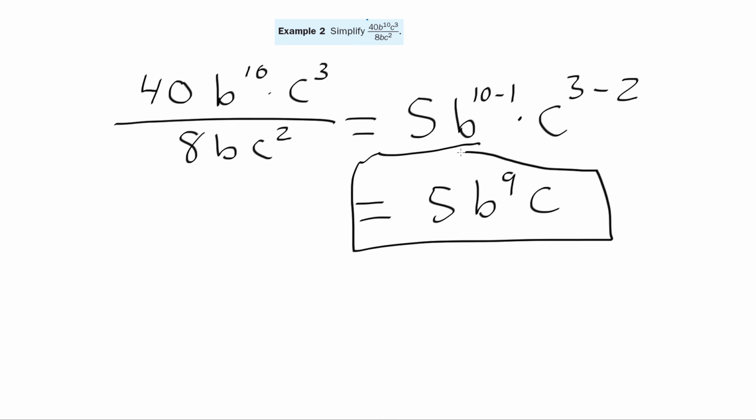Now, you might ask yourself the question, and we're going to get into this in a little bit, what if the exponent of the denominator is larger than the exponent in the numerator? And the answer, as we're going to find, is you just do the subtraction and you end up with a negative value for the exponent. And in our next lesson, we're going to talk about what that means.